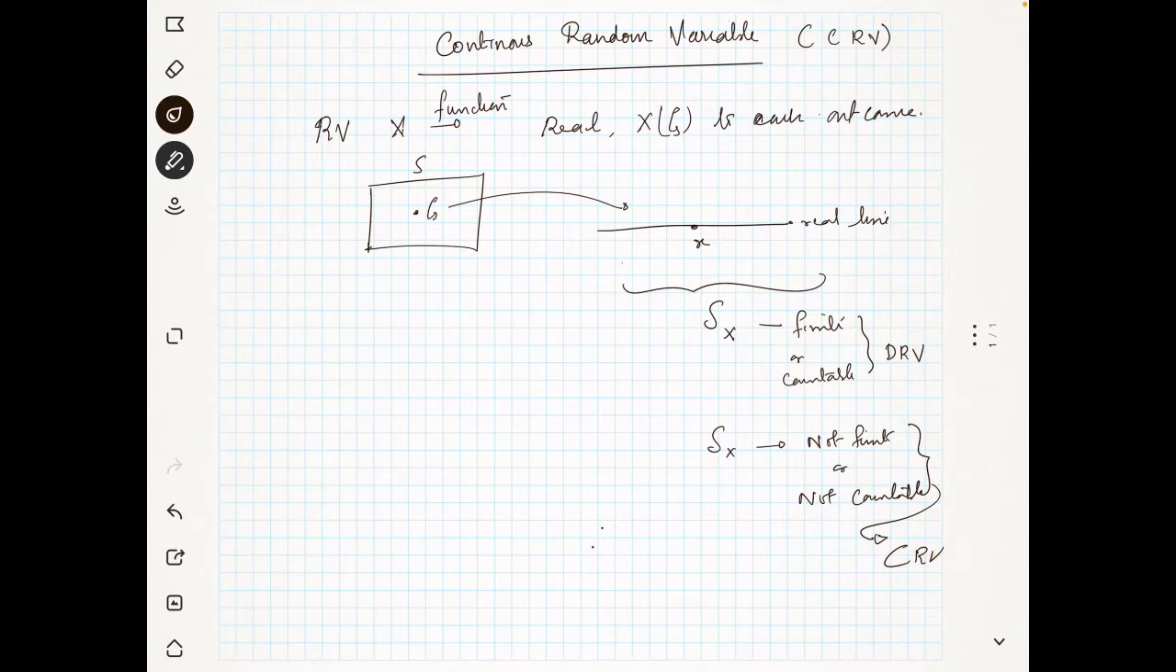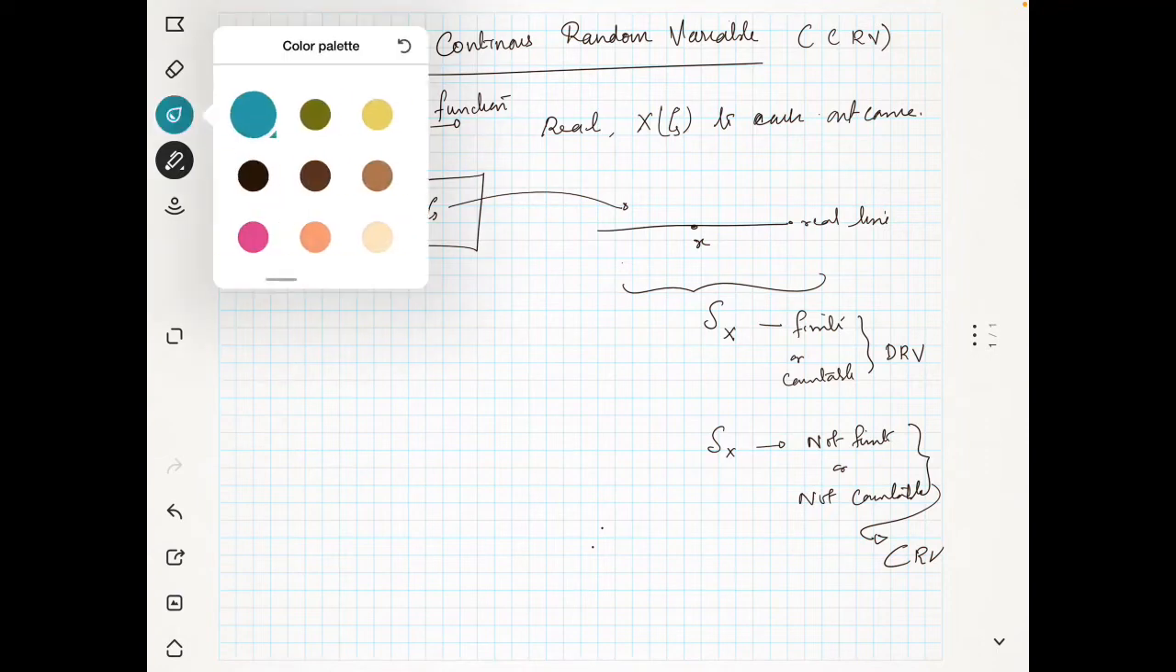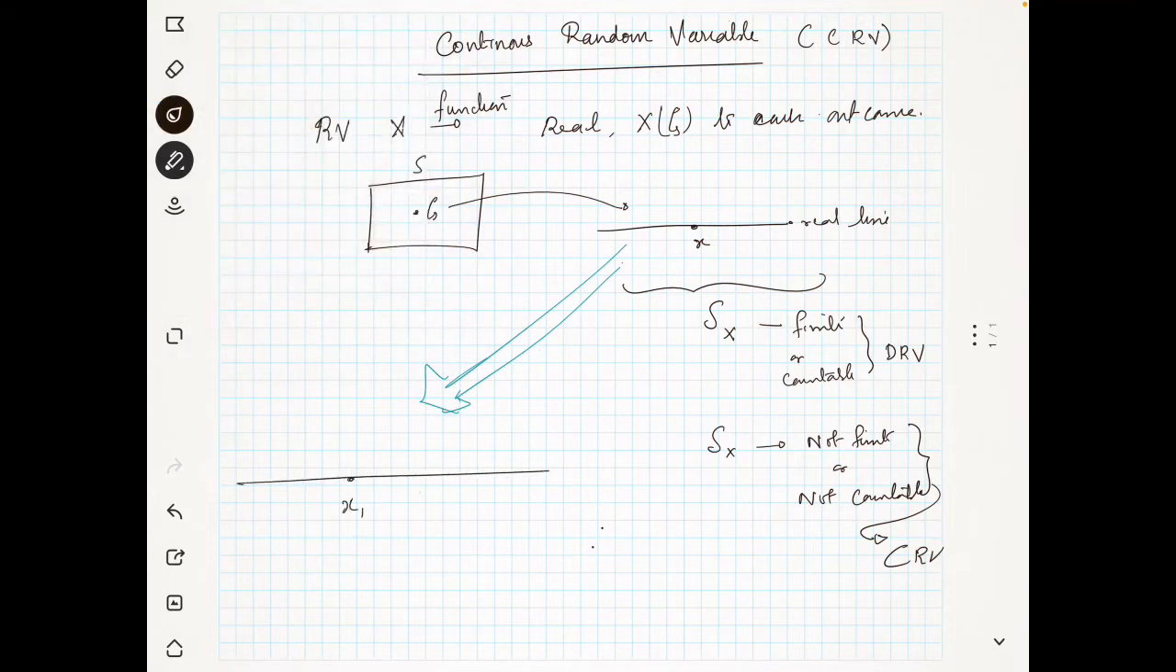That means, suppose you take any points on this, let's say you have x1 and you have another point x2, between this x1 and x2 you can find infinite number of points, right? So in a continuous random variable, the set contains an infinite number of points. It's not countable anyway. So in order to deal with this, first of all we will discuss the distribution function. So we are talking about the cumulative distribution function, or the probability distribution function.